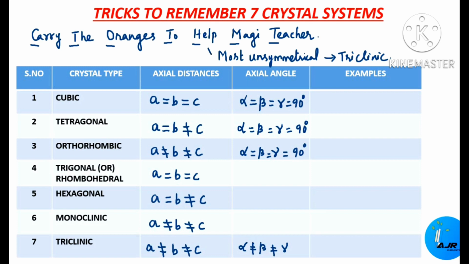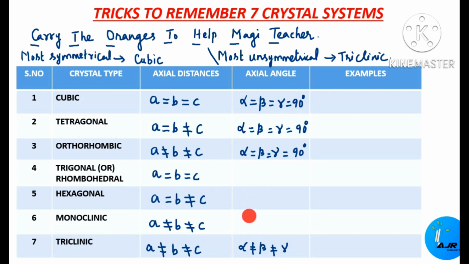And which is the most symmetrical? Most symmetrical, students. Which crystal has the most symmetrical structure? Check and tell. The most symmetrical structure is the primitive structure, that is the simple cubic. All the axial distances as well as the axial angles are the same. So the cubic system is the most symmetrical. Understood, students?